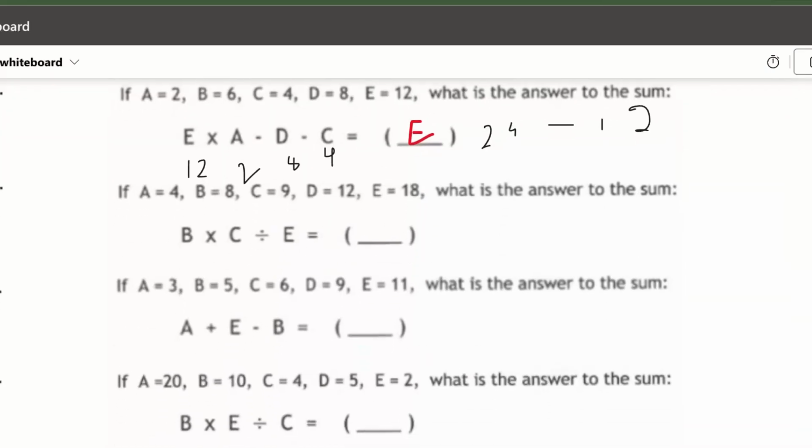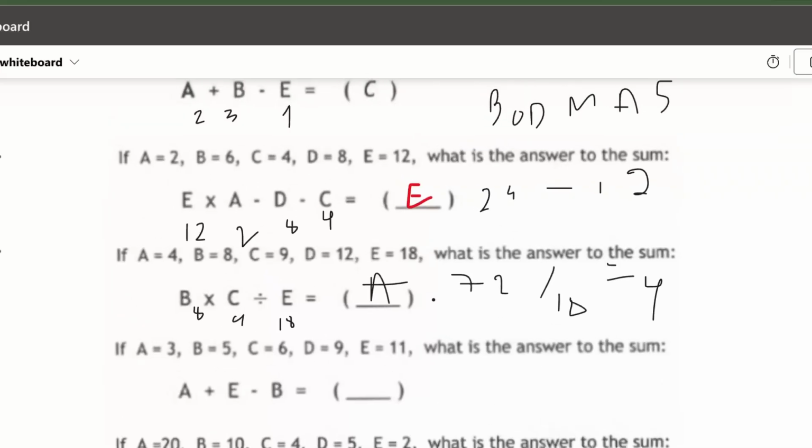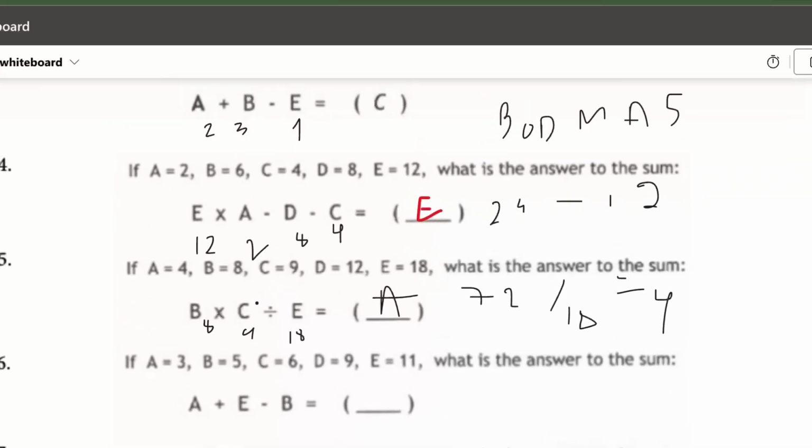Question number 45. So we have 8 times 9 divided by 18, which is going to be 72 divided by 18, which is going to be 4. As a letter, that is A. So when you do BIDMAS, you would get the same answer because this is actually 4. But let's do BIDMAS because sometimes it does matter, so it's good practice. So C divided by E, which is 9 divided by 18, is going to be 0.5. Then when you do 8 times 0.5, you get 4, and that answer is going to be still A.